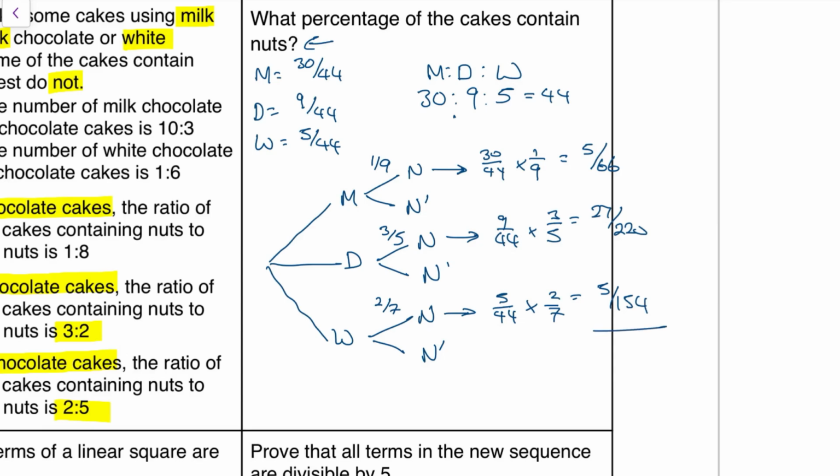Now, I want the total percentage of the cakes that contain nuts. So if I add these fractions up, the calculator says 97 over 420, so I'm going to write that down. So 97 over 420, but that's not a percentage, so I use my fraction to decimal button, and it says 0.2309523881, I'm going to call that 23.1%. And that is question done.